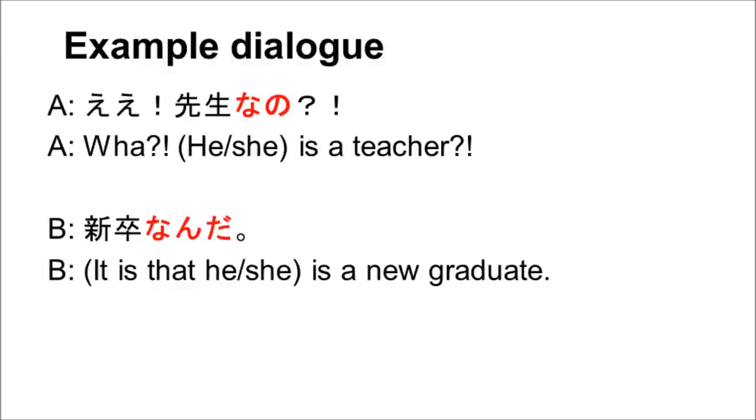A is surprised and responds, え、先生なの? What? She's a teacher? Once again, note that this is different from just saying, is she a teacher? Finally, B provides an implicit explanation for the surprise by saying, 新卒なんだ, with the declarative da to sound more masculine. We can awkwardly translate this as, it is that she is a new graduate.